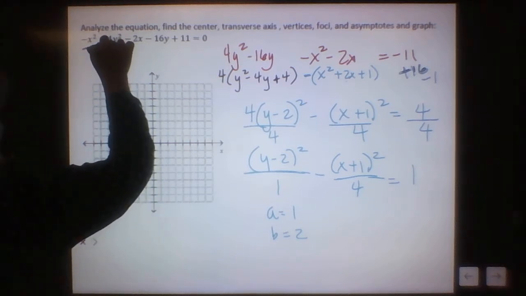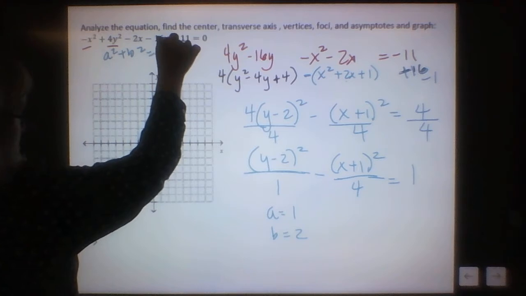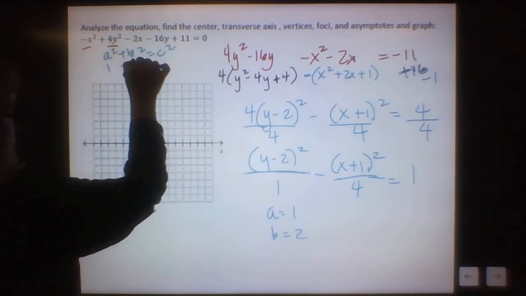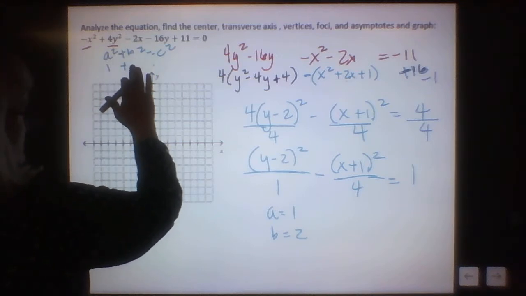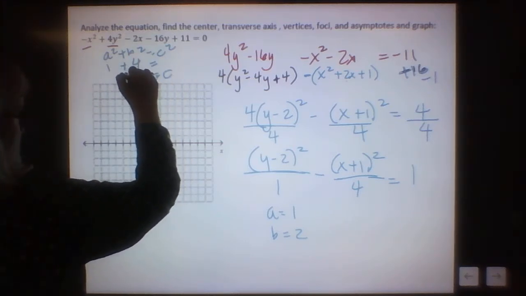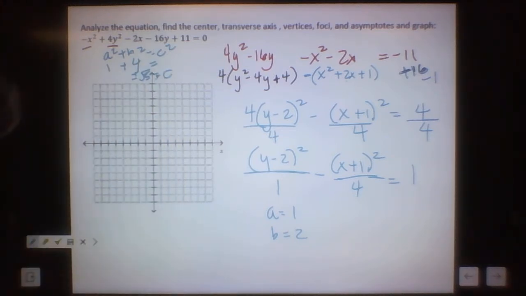Let's see. A squared plus B squared equals C squared. 1 plus 4. So C equals plus or minus square root of 5. Lots of plus or minus square root 5. Is that right? Do I need to know that?